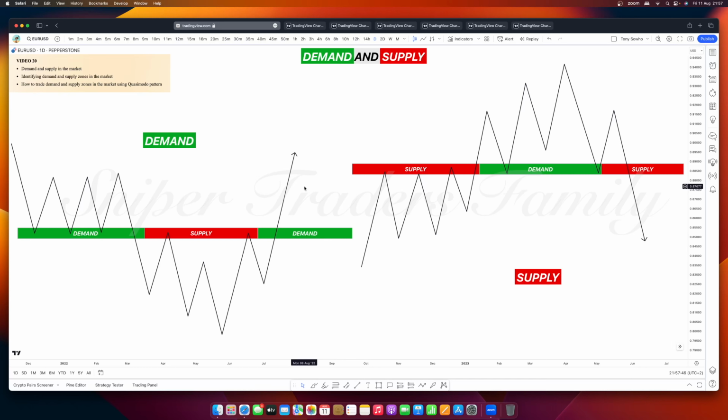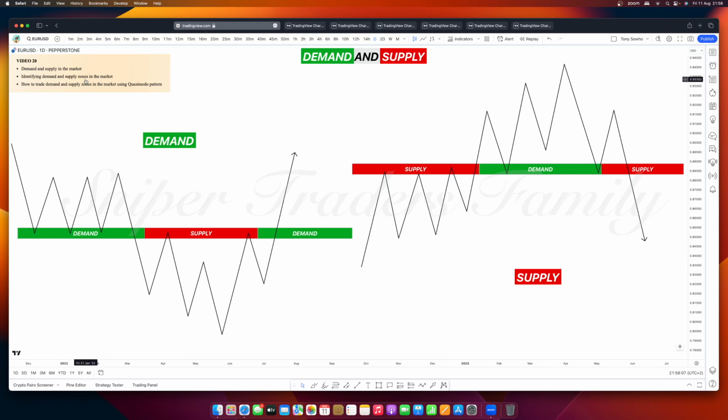Okay, just the basic law of demand and supply. That's what we're also going to be using in this training today. Now, identifying demand and supply zones in the market. How do you identify a demand and supply zone in the market?